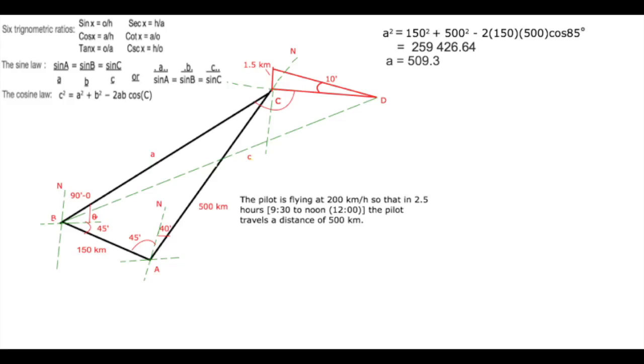To find the length of side C, you have to take into consideration the information you are given. The pilot is flying at 200 kilometers an hour, so in 2.5 hours, which is from 9:30 to noon, which is 12 p.m., the pilot travels a distance of 500 kilometers.